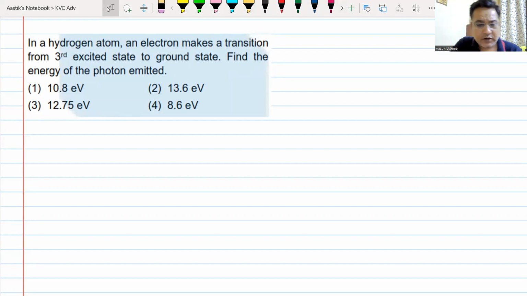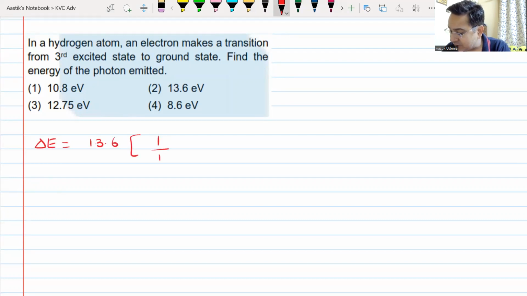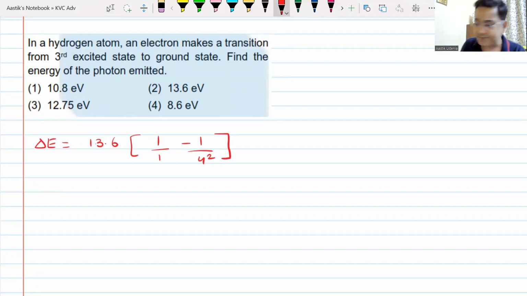What answer did you get? 12.75. Well done. That is the correct option. Remember the energy difference between the two shells, delta E, and if you remember, I gave you the formula 13.6 into Z square, Z is 1, into 1 by n1 square minus 1 by n2 square. n2 is third excited state. Third excited state means n is equal to 4. So this is nothing but 13.6 multiplied by 15 by 16.